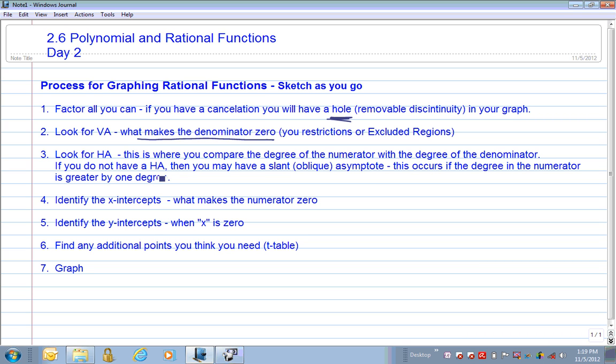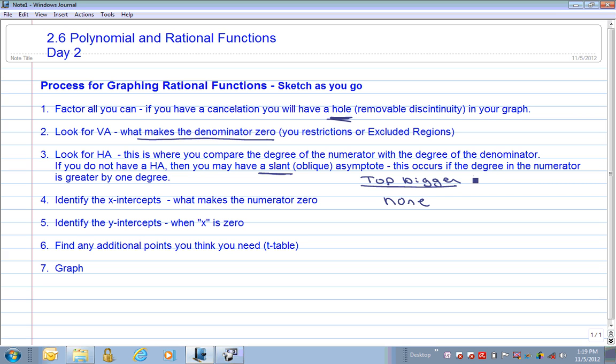If you do not have a horizontal asymptote, then you may have a slant asymptote. We're going to talk about that today. This occurs if the degree in the numerator is greater by 1. Remember, on horizontal asymptotes, if the degree at the top is bigger, I'm going to draw this. This would be in the numerator. Then you have none, or horizontal asymptotes, none.